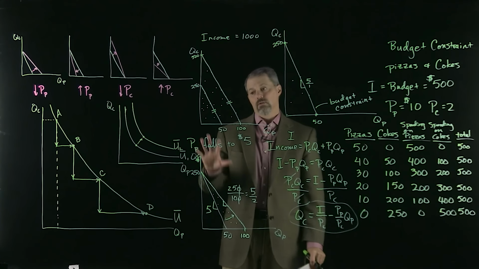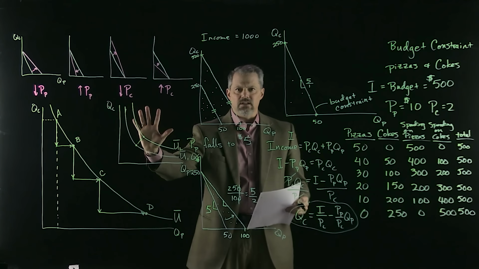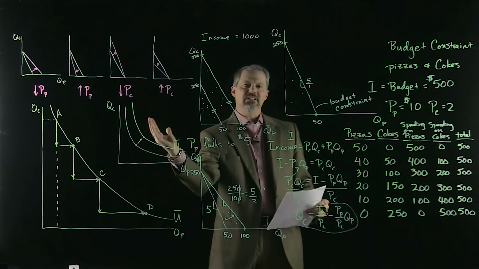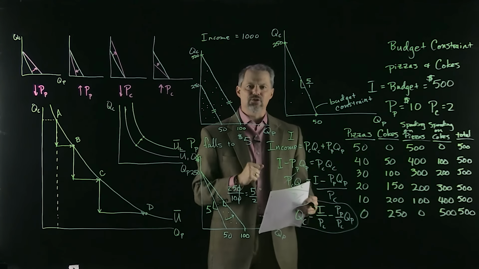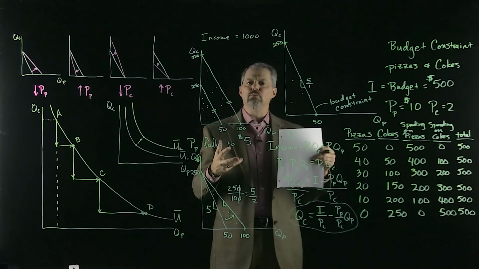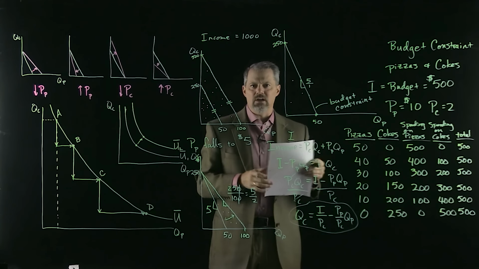Okay, so the goal of the consumer in terms of utility is to reach the highest indifference curve because higher indifference curves correspond to higher levels of utility. The way we describe that is that the consumer seeks to maximize utility. They seek to maximize their well-being.